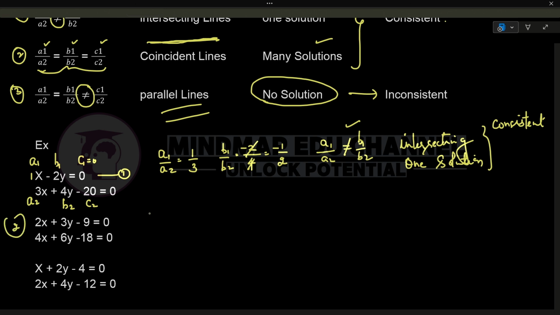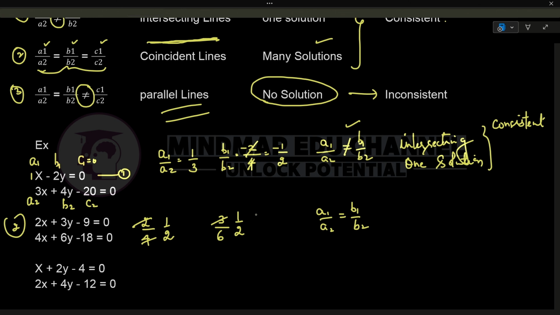Now compare the ratio of A1 and A2. Here A1 is 2 and A2 is 4. After reducing, it will be 1 over 2. Let's compare B1 over B2. B1 is 3 over 6. So it will be 1 over 2. So from here we are getting A1 upon A2 is equal to B1 upon B2. Now they both are equal.